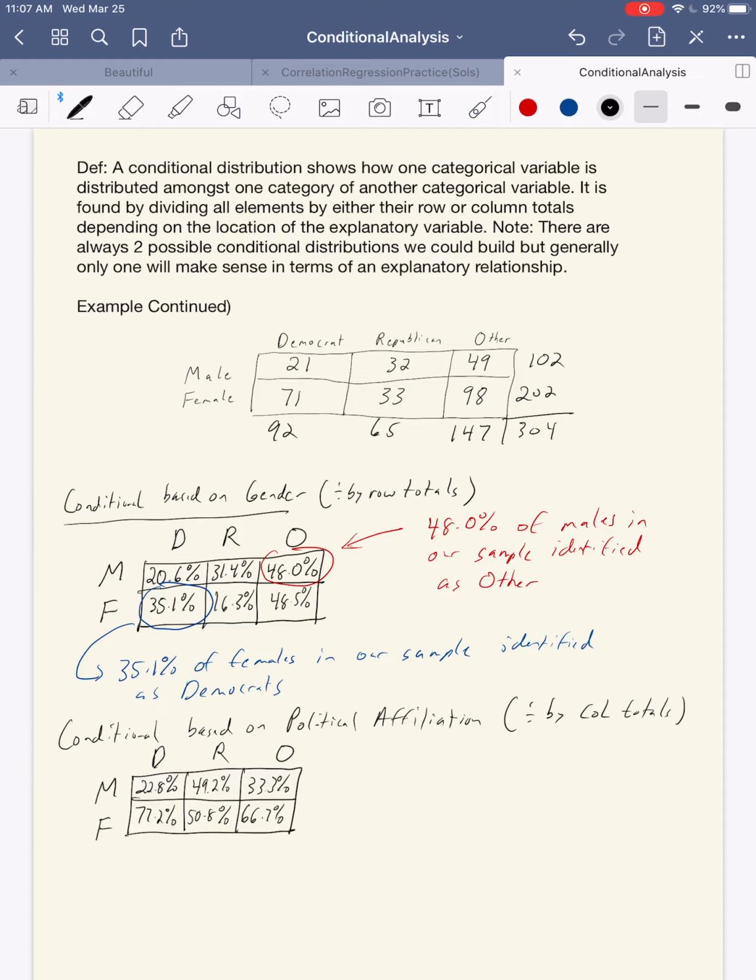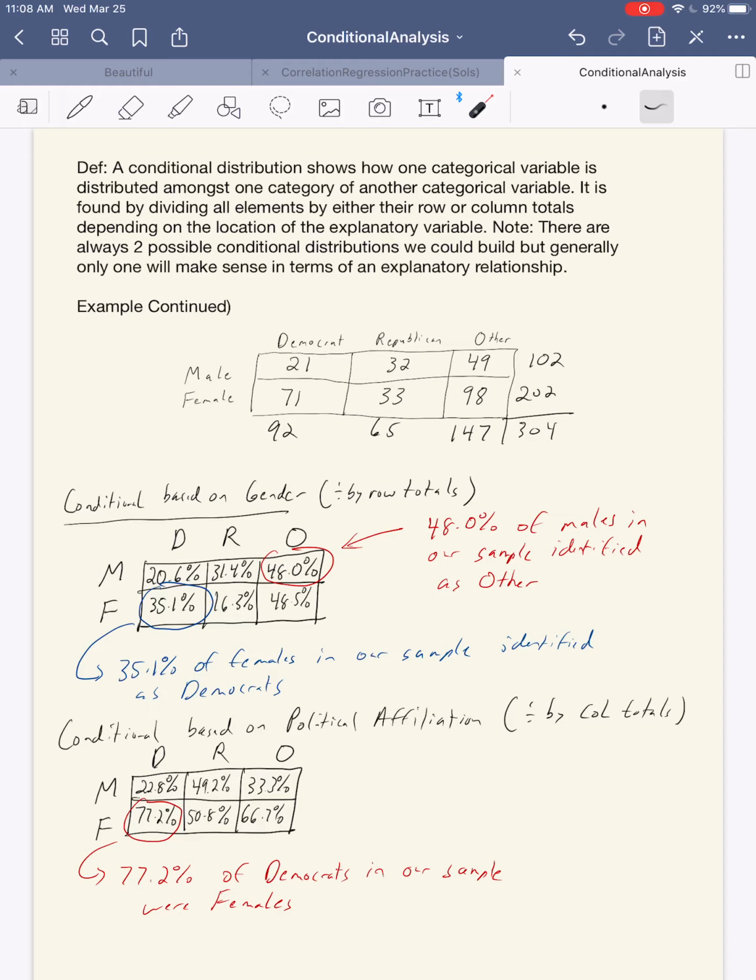66.7%. And again, just to help understand what those values mean, that 77.2% would say that 77.2% of Democrats in our sample were females. So what that's saying is if we were restricting our attention only to the Democrats in our sample, well, then 77.2% of them were females.